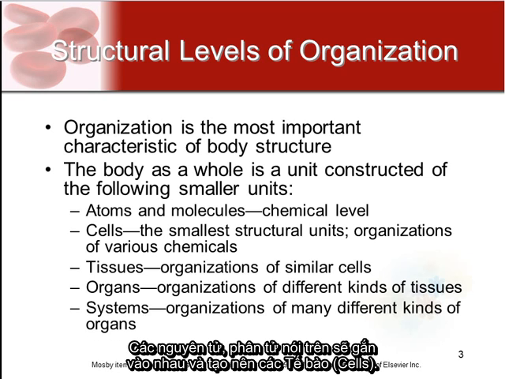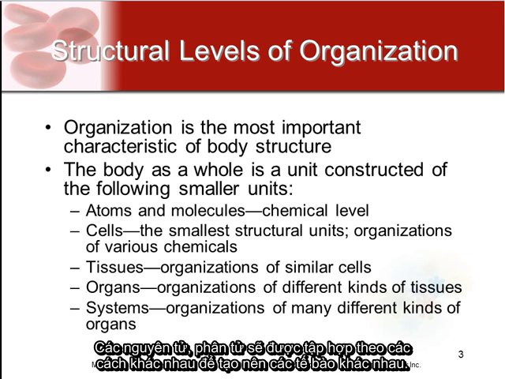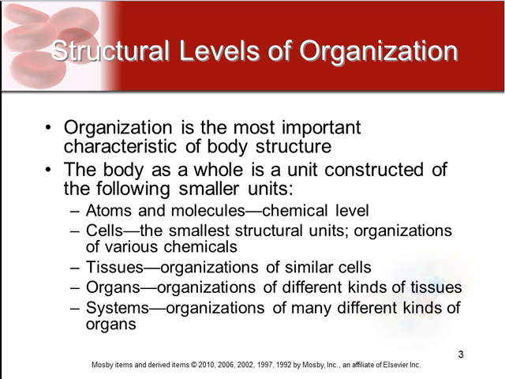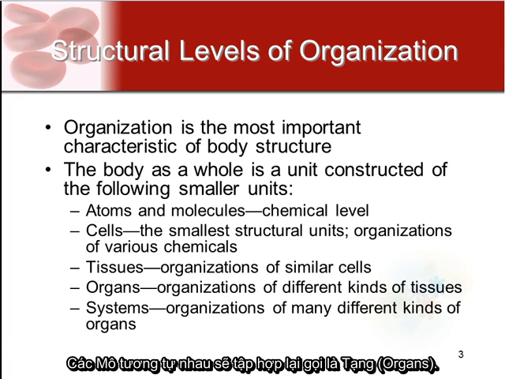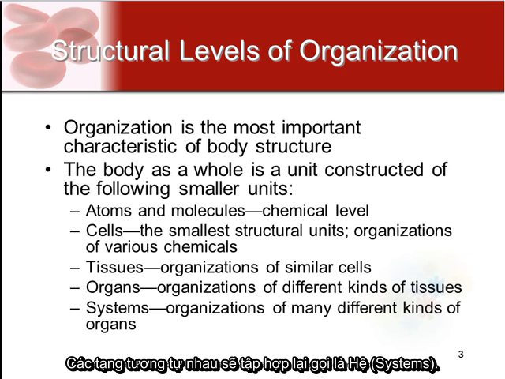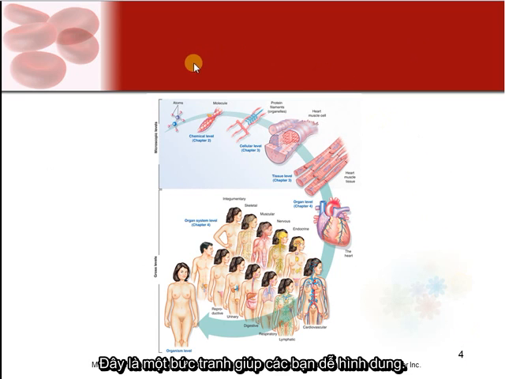But those atoms and molecules are bound together to make cells, and cells are the smallest structural units, and they're really just organizations of the various chemicals, that various atoms and molecules. So if those atoms and molecules get arranged in different ways, they're going to make different cells. And then cells that are similar can be arranged to make tissues. And then tissues that are similar are arranged to make organs. And then we group organs that serve a similar purpose together to make an organ system.